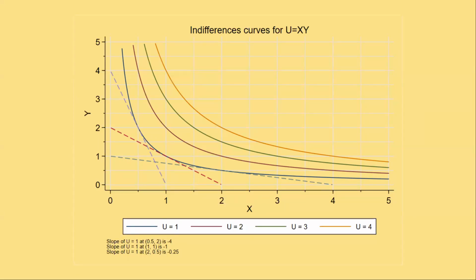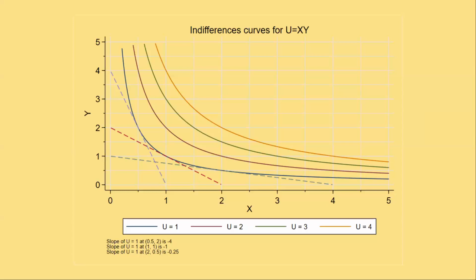They are not parallel to each other, but they never intersect each other. I only drew 4 of them, but as I mentioned last time, there are infinitely many indifference curves that can be drawn on this graph. You can do u equals 1.5, which will be an indifference curve looking somewhat similar, but in between the curves of u equals 1 and u equals 2. You can also do u equals 1.1, etc. There are infinitely many such indifference curves.